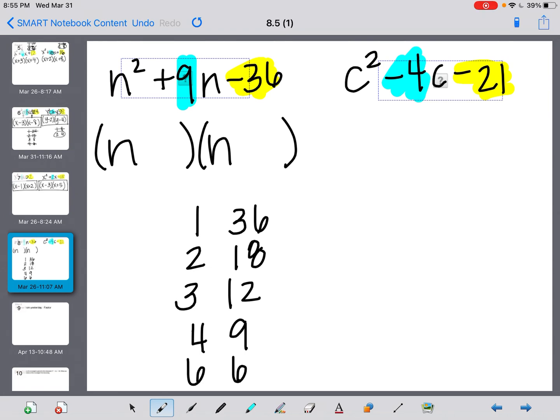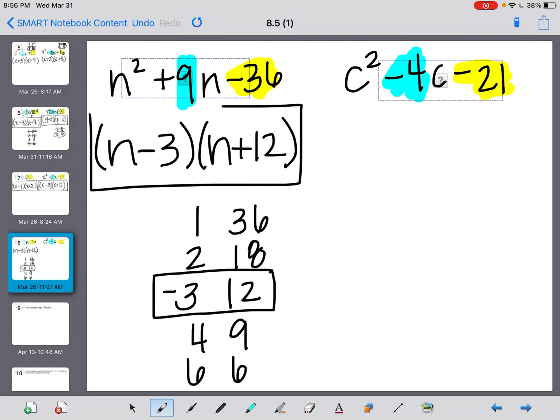Okay, now it doesn't look like I can add any of these to be 9, but right here, if one of them is negative, like this one, I'll be able to add to equal 9. Okay, so I have a 12 and I have a 3. If I multiply to get a negative number, one of these is going to have to be negative, and because I need my adding to be 9, I'm going to have a -3 and a +12.